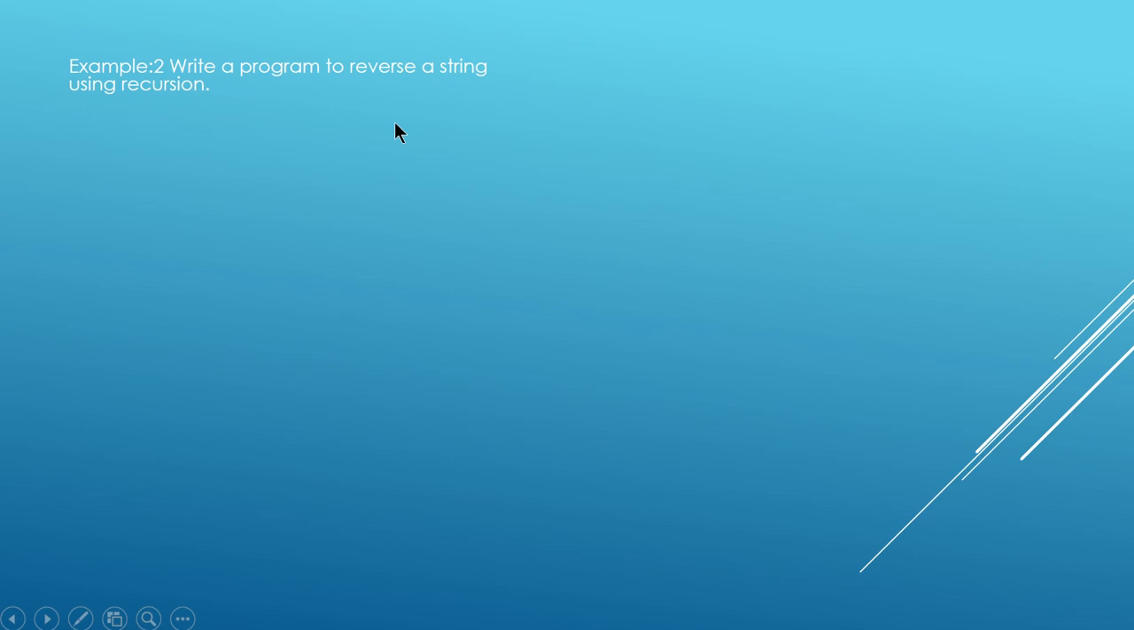So if you want to reverse "write", then it has to be E, T, I, R, and then W. That is, I have to write the last letter and then move to the previous letter, then print that and move to the previous letter. So this is: print the value and go to the previous character. This is the recursive step, where you have to stop when it reaches the first character.